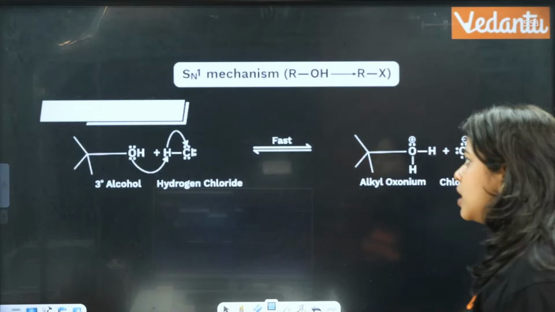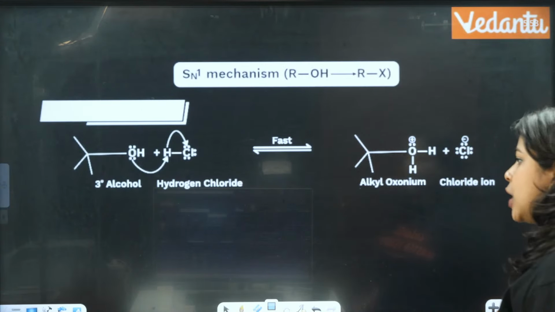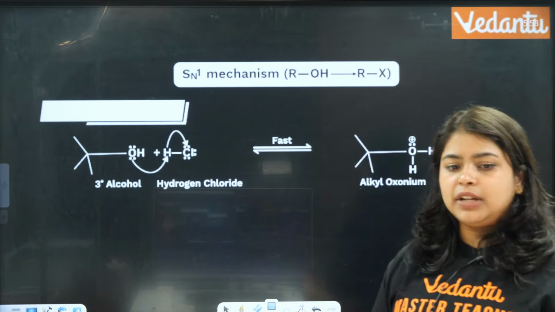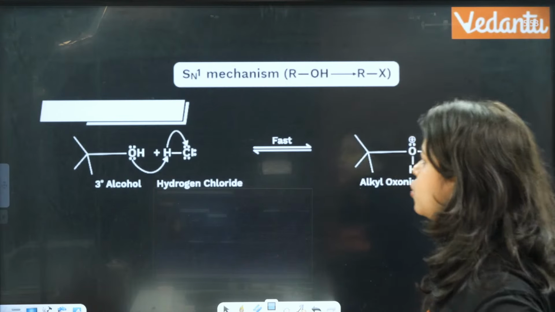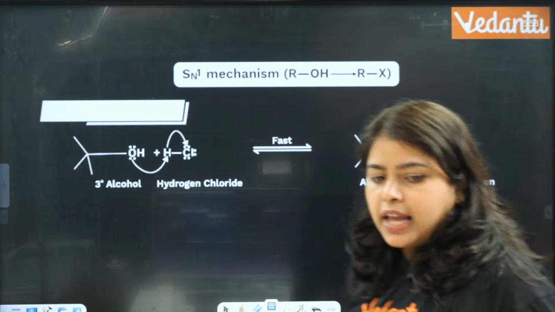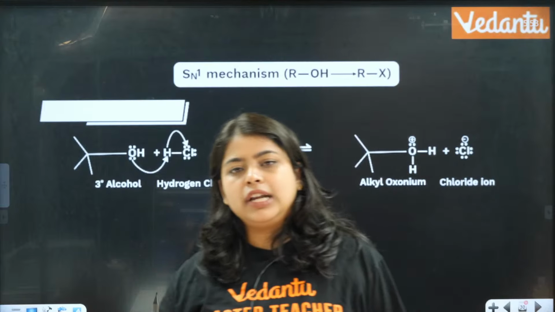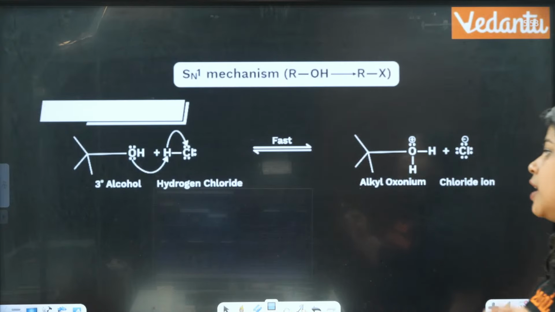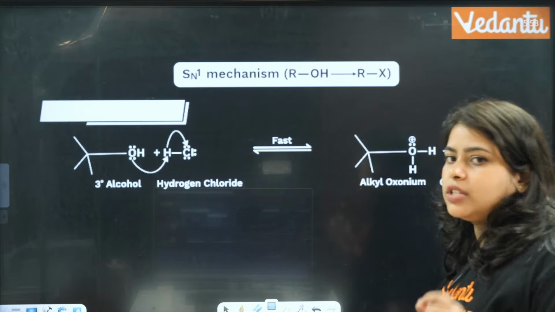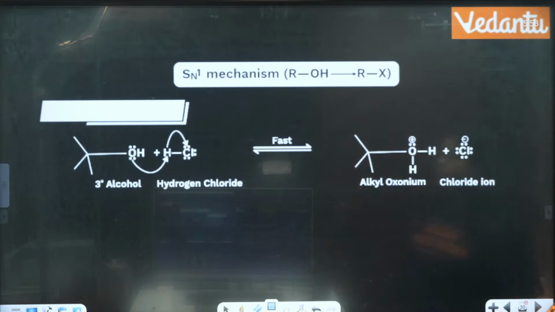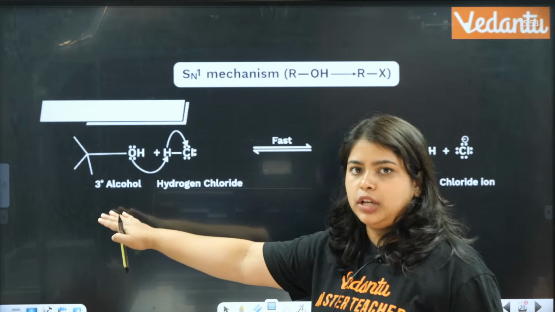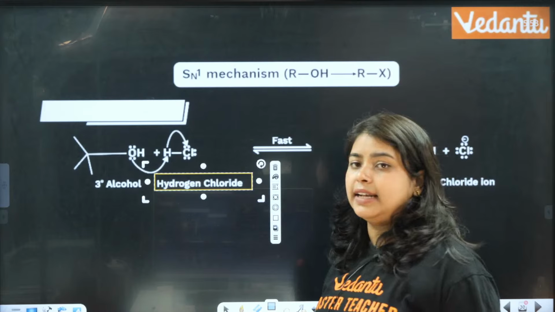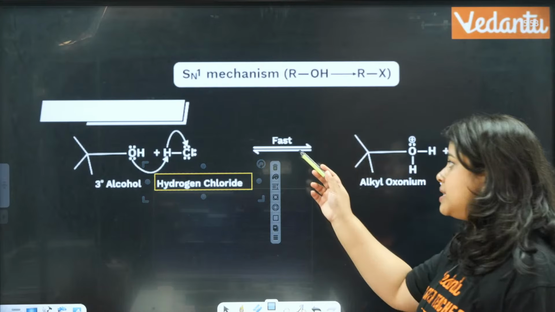So let's discuss the reaction. First is the SN1 mechanism, and you should remember ROH and RX. If you remember this much, it will be easy for you to know what is SN1 and what is SN2. You should be perfect in SN1 and SN2 by now; you should write the complete SN1 reaction in your book in 2 minutes, because these are very important questions that repeat every year. Clear? Here the tertiary alcohol is getting reacted with hydrogen chloride in the presence of a fast reaction.